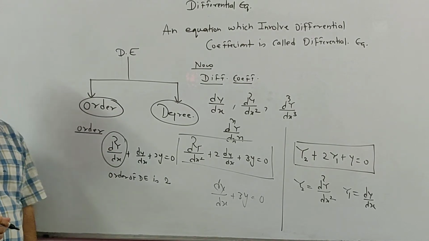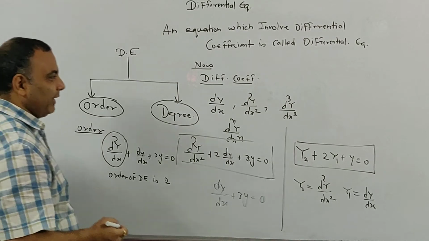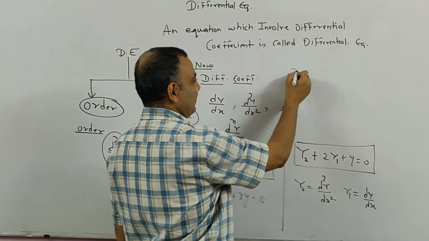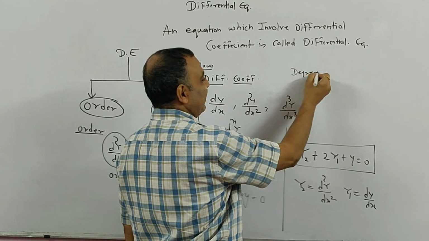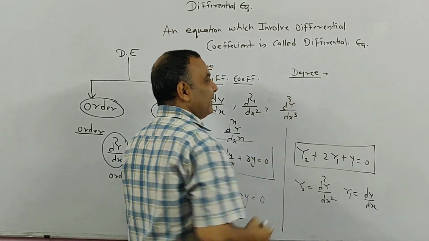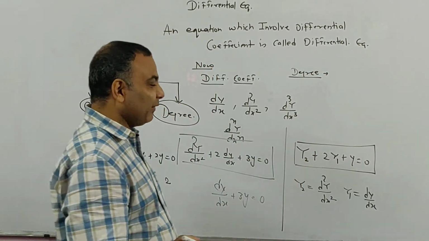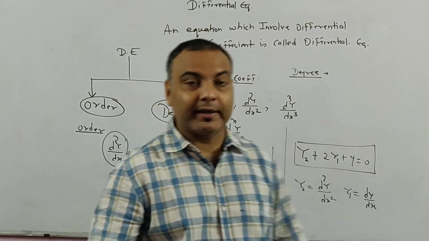Got it? Now, next one, come to the degree. Here we don't have space, so I'm writing here. The degree is the exponent of the highest order term.